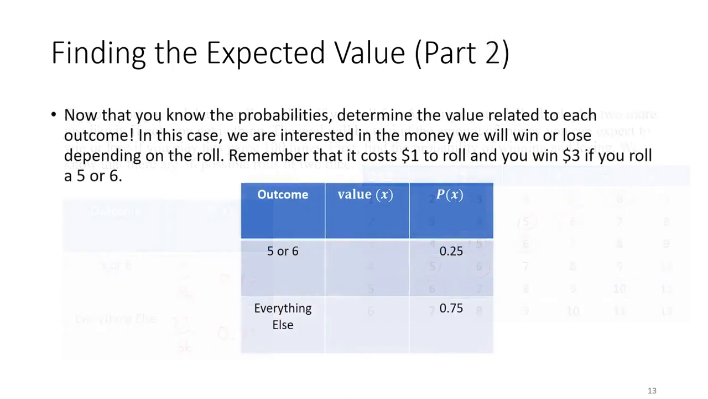So now that we know the probabilities, we want to determine the value that will be related to each outcome. So we're interested in the money that we're going to win in this game. Right? So remember that it costs $1 to roll, and you'll win $3 if you roll a 5 or a 6. So if we pay $1 and win 3, the value of rolling a 5 or a 6 is just going to be $2. If we pay $1 and win nothing, the value of rolling everything else is going to be negative $1. We lose $1.